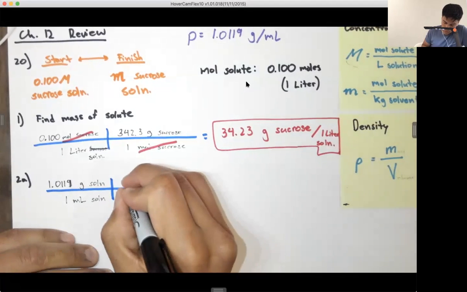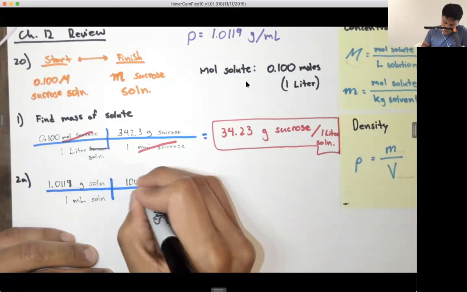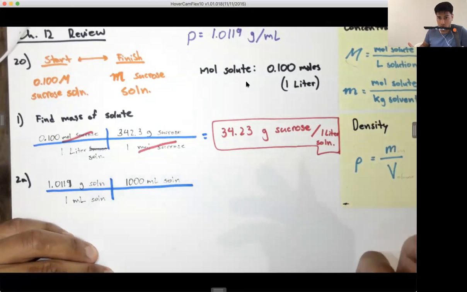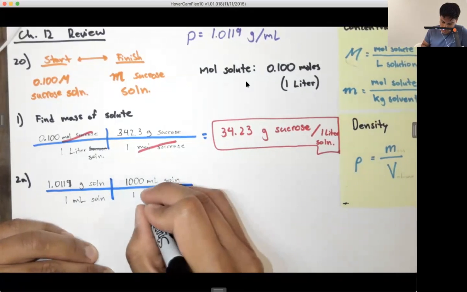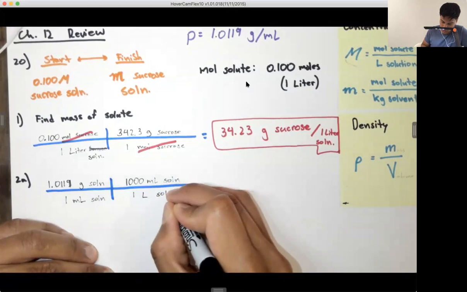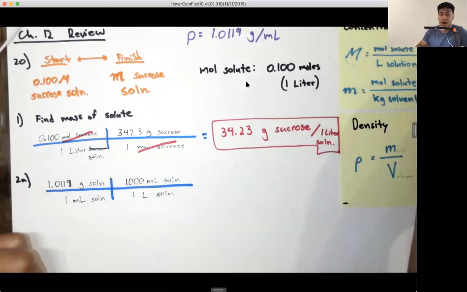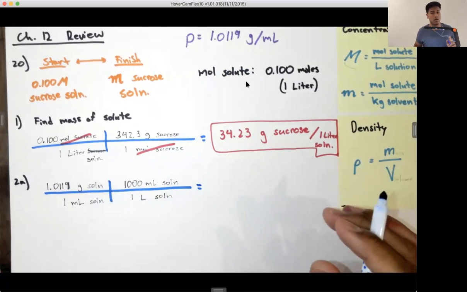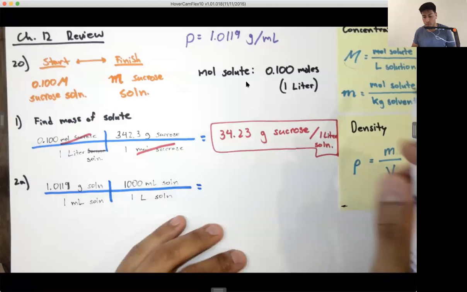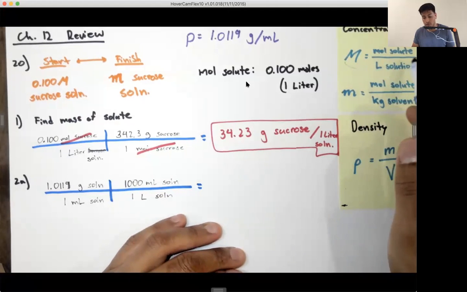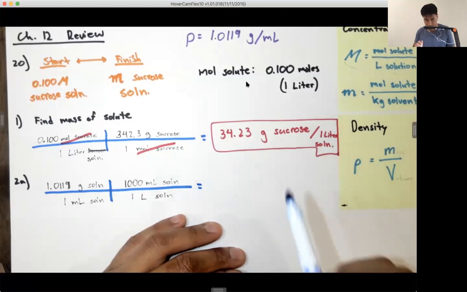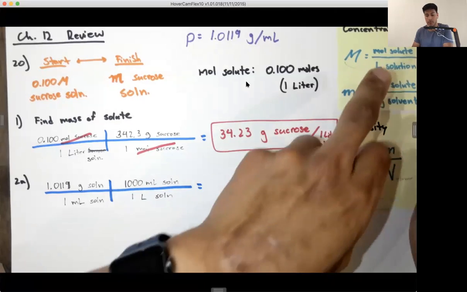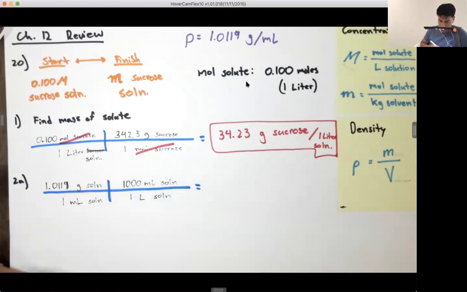Exactly. So here what we're going to do is 1000 milliliters of the sucrose solution over 1 liter of the solution. And that's just a conversion factor so that now we can get this over liters, okay? Now it's going to be really important that you have all of your units matching up. Remember that molarity is moles of solute over liters of solution, okay? So if you're going to be using density, your density is going to have to be over liters to be able to match it with this, okay? And that's exactly what we're doing here.